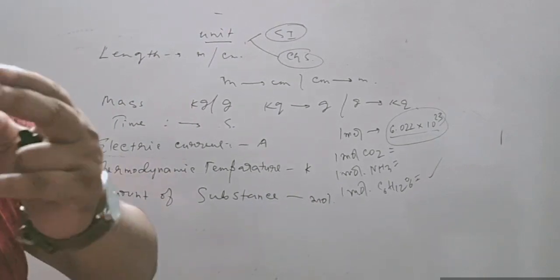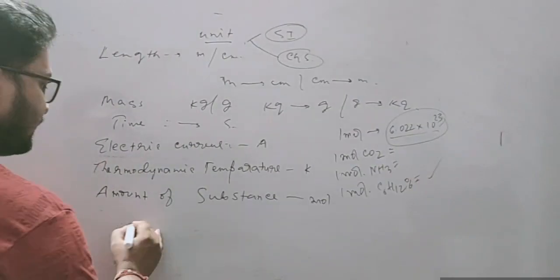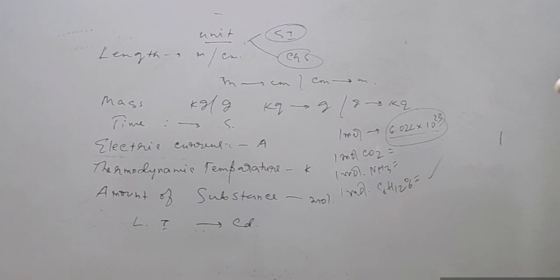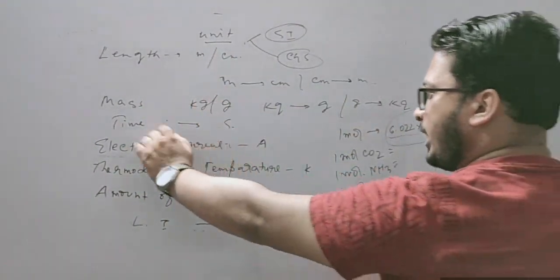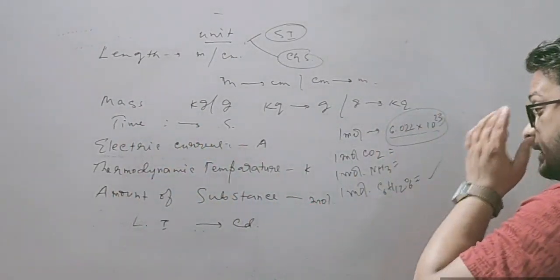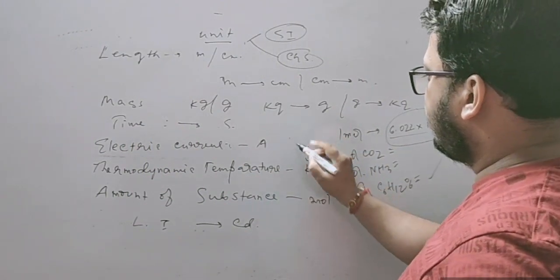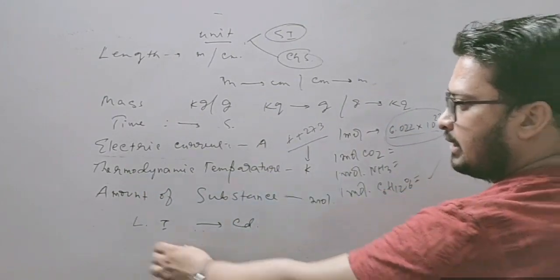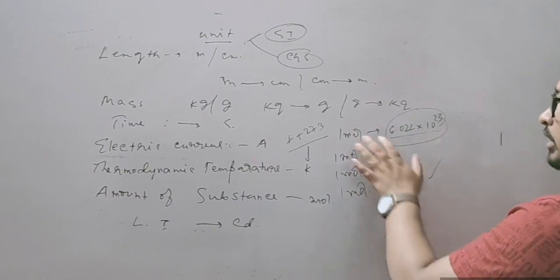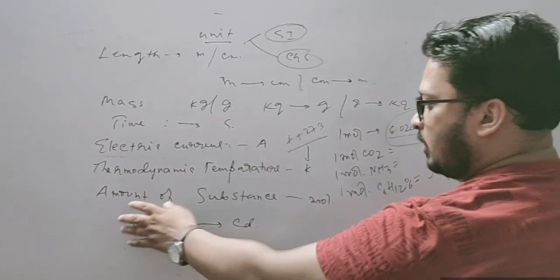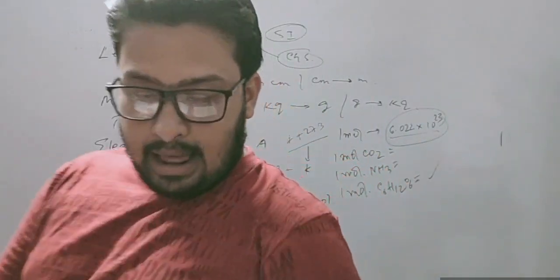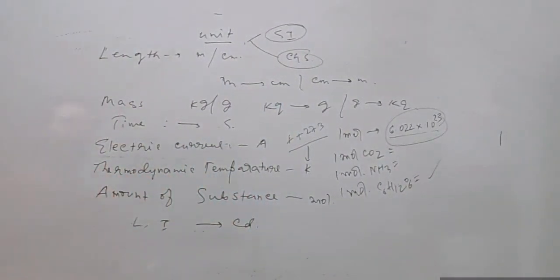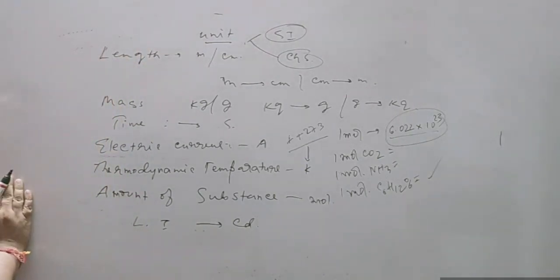And luminous intensity, that is candela. So those are the basic physical quantities and their units: length meter, centimeter; mass kilogram; time second; electric current ampere; thermodynamic temperature Kelvin. You can convert the temperature from degree centigrade by T plus 273 into Kelvin. Amount of substance mole, as we say that 1 mole contains the number of atoms of that compound, and luminous intensity is candela, okay. Length is measured by scale, okay.